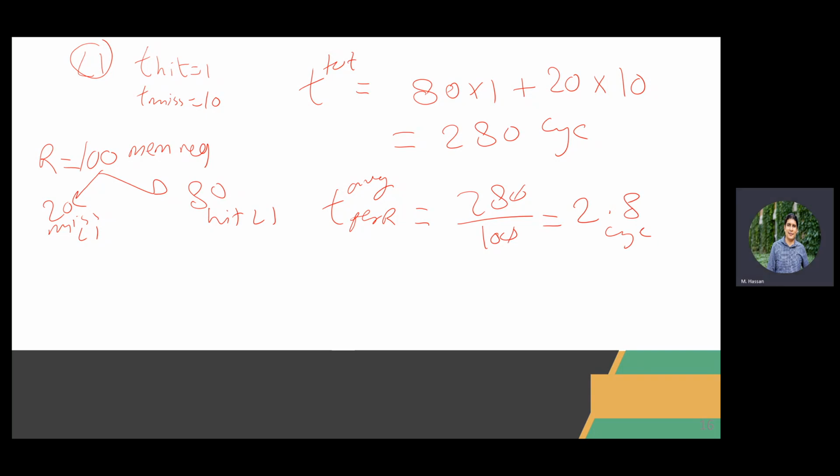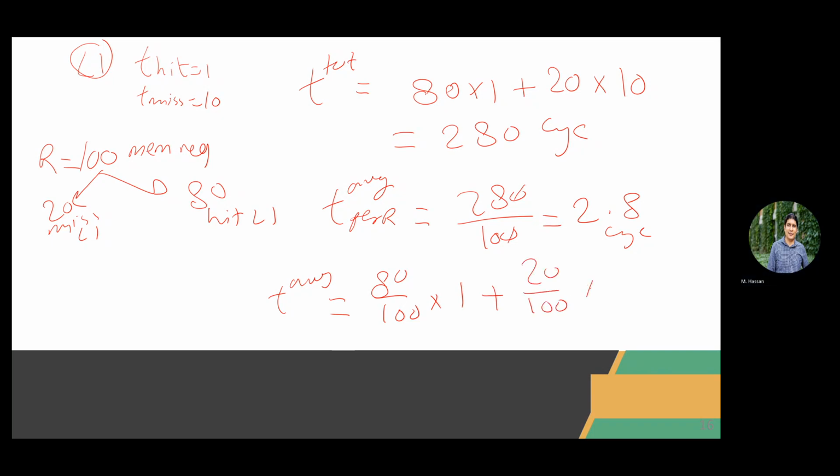This is exactly the equation we had earlier. We said that T_average is equal to my hit percentage, which is 80 divided by 100, multiplied by my hit access time, which is 1, plus 20 divided by 100, multiplied by your miss latency, which is 10. If you calculate this one, it's going to give you 0.8 plus 2, which is 2.8, right? So what is the semantic of a T_average? On average, if I have a request that is going to the L1, it is going to suffer 2.8 cycles.